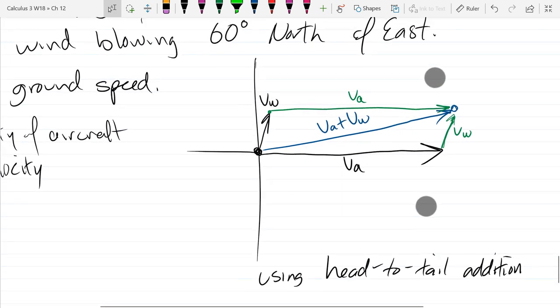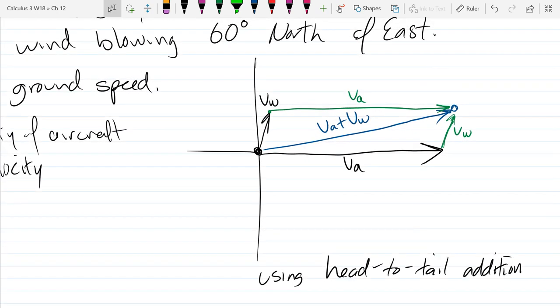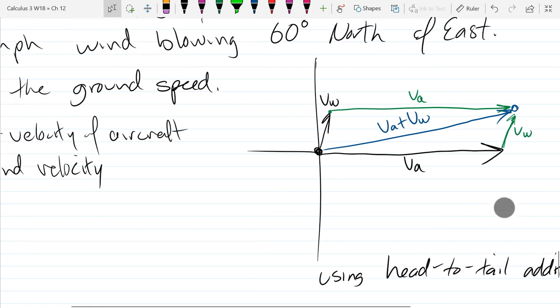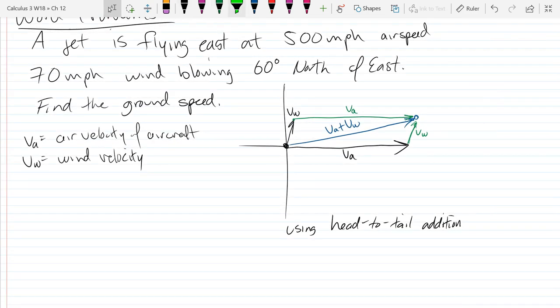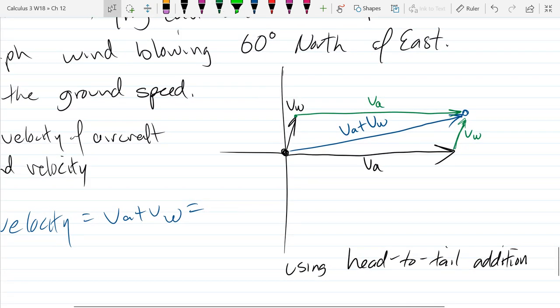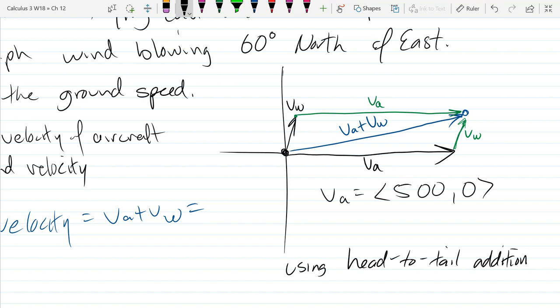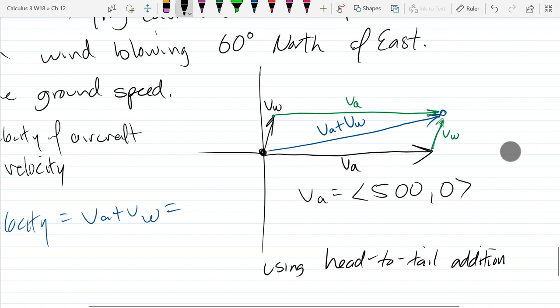All right, so this sum, VA plus VW, is the ground velocity. So I want to find what is VA plus VW. That's our total velocity. Oh, we didn't even write down what VA or VW was. All right, let's do the easy one. What are the coordinates of VA? So 500 to the right and 0 up. That one was easy.